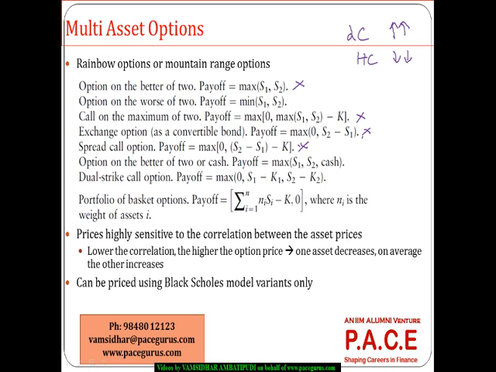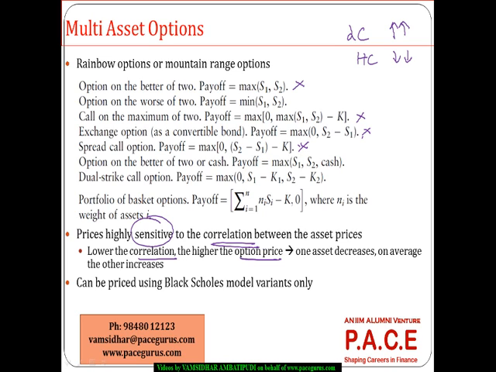So which means all these rainbow options are highly sensitive to the correlation between the asset prices. The lower the correlation, the higher would be the option price, because even if S1 goes down, S2 will go up, and if S2 goes down, S1 will go up. At the end, they are going to get a higher payoff, and that's going to be more and more consistent. So the value would be much higher.